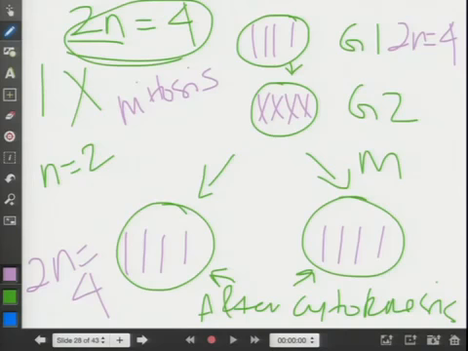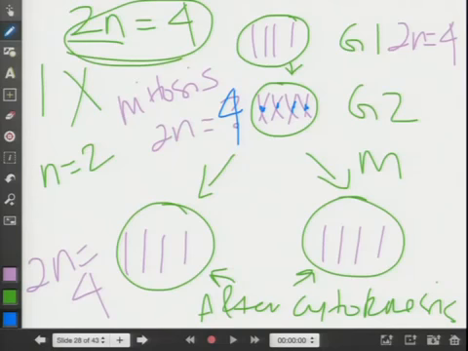So what's 2n equals what here in G2? 4. Oh my God, you guys are the best things ever. Our DNA content has doubled, right? But we still count 4. So if this is still a problem, think about counting the centromeres. That's the number of chromosomes there are.